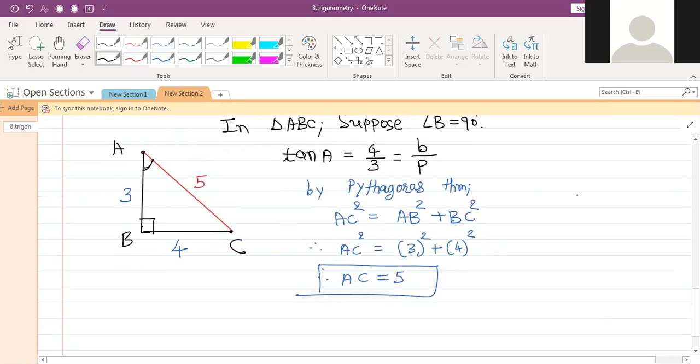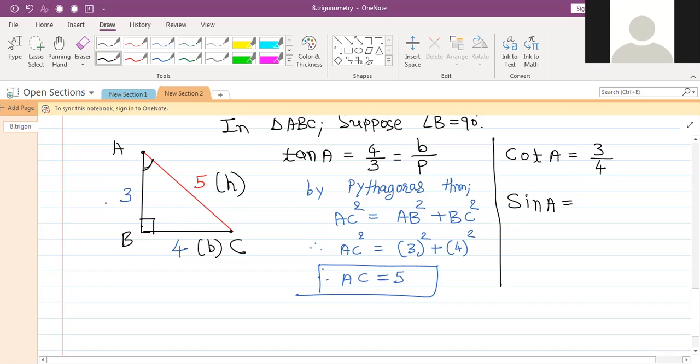Now we use our trigonometric ratios formulas. Tan A is given, so cot A is the reciprocal of tan A, that is 3 by 4. Now if we find sin A, what is the formula of sine? Here this one is hypotenuse, this one is base, and this one is perpendicular. So sine will be 4 upon 5, correct. Then cos A is base upon hypotenuse, that is 3 upon 5.